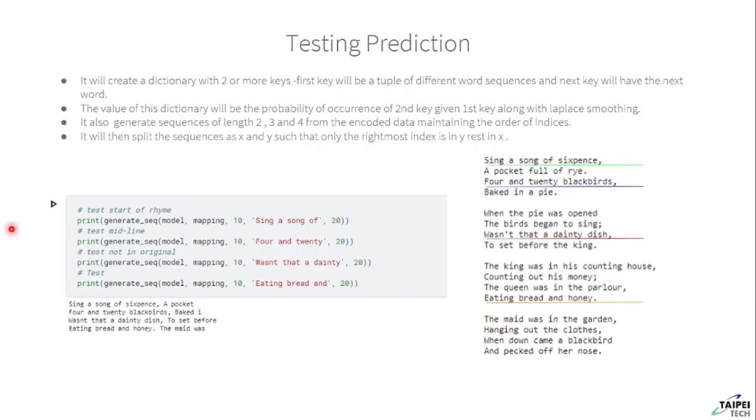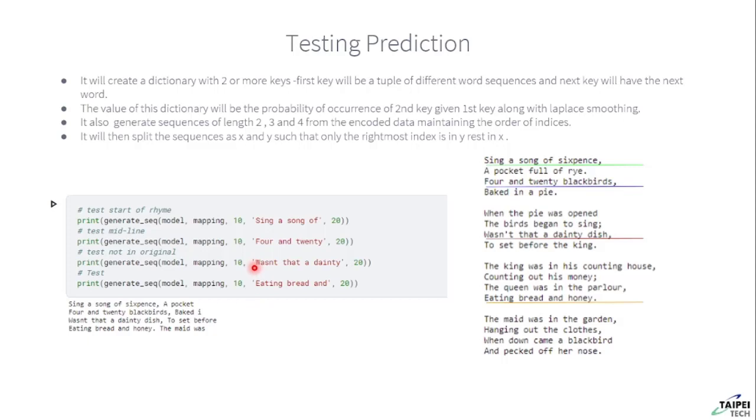You can see here, this is the testing data in our model. This is the first sentence that I tested in the validation datasets: "Sing a song of sixpence." The next prediction for this sentence is "Sing a song of sixpence, a pocket." And then the second sentence is "Four and twenty." The next words are "blackbirds baked." "Four and twenty blackbirds baked."